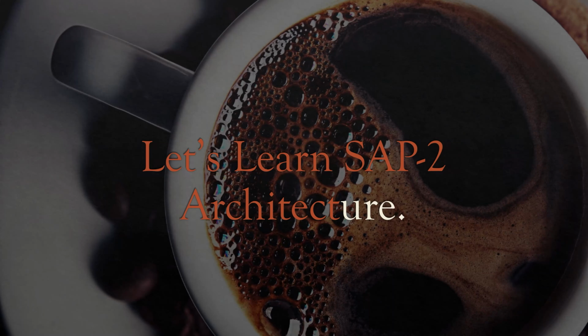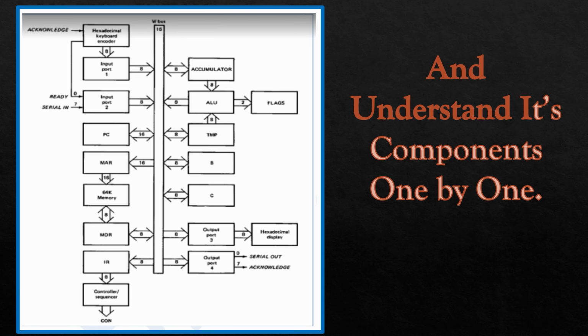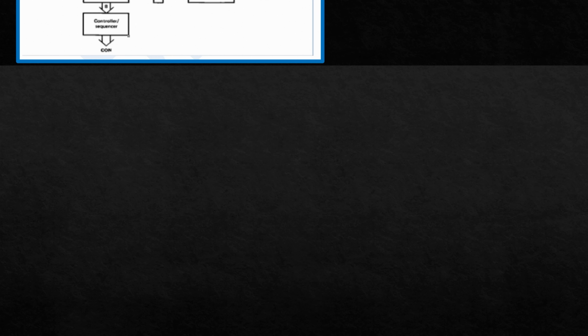Let's learn the SAP-2 architecture and understand its components one by one. Let's first start with the hexadecimal keyboard encoder.